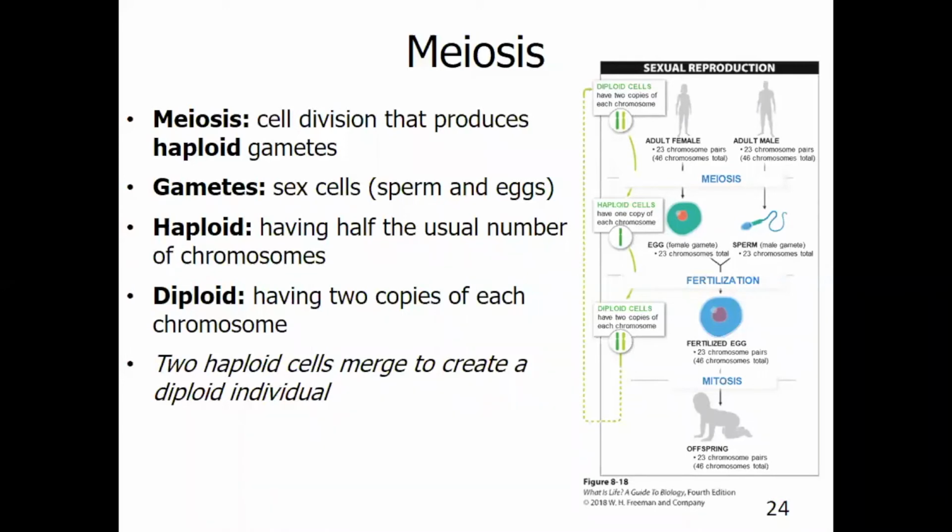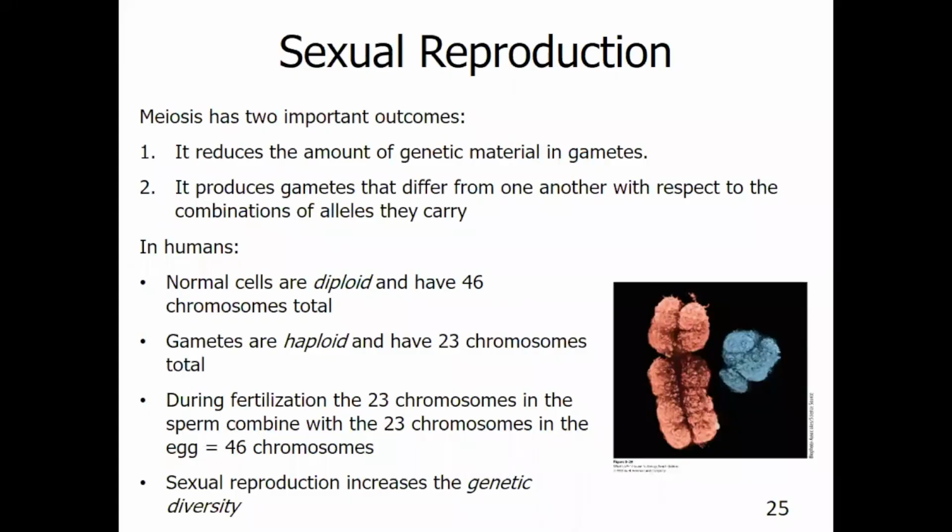Meiosis has some steps that are very similar to mitosis, but it also has a couple important differences. Meiosis is necessary for sexual reproduction because it reduces the amount of genetic material in gametes. Remember, humans are diploid organisms, so our cells normally have 46 chromosomes in total, 2 copies of each chromosome.